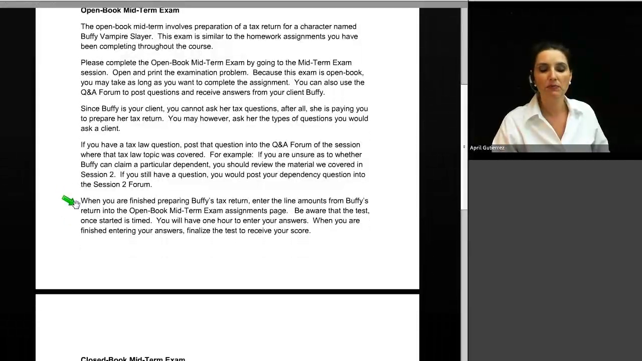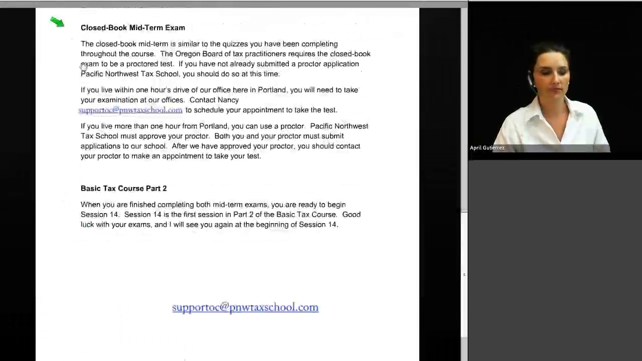Next, when you are finished preparing Buffy's tax return, you will enter the line amounts from the tax return that you prepared for Buffy into the midterm exam assignments page. Be aware that the test, once you have started it, is timed. You will have 1 hour to enter your answers. When you are finished entering your answers, finalize the test to receive your open book midterm exam score.